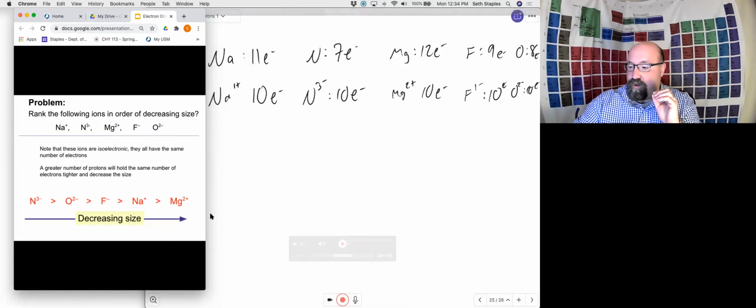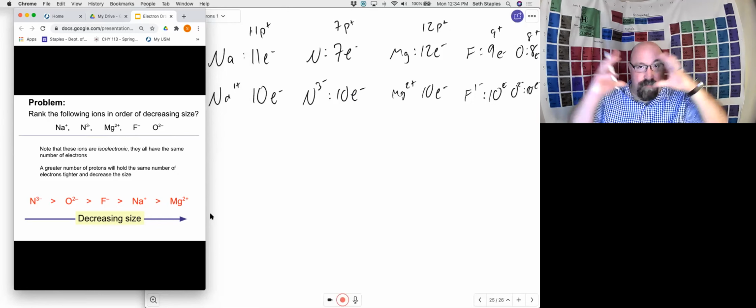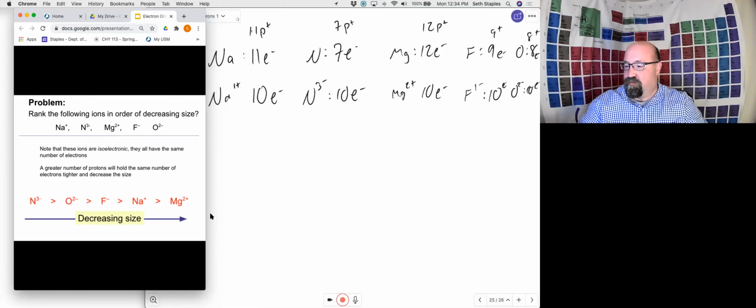But if we think about the number of protons they each have, sodium, sorry, 11 protons, nitrogen 7 protons, magnesium 12 protons, fluorine 9 protons, and oxygen 8 protons. And so nitrogen only has 7 protons trying to hold in 10 electrons. So that's going to be much bigger because there's not as much pull holding in those electrons. Versus magnesium, 12 protons trying to hold in that same number of electrons. It's going to pull them in a little bit more.